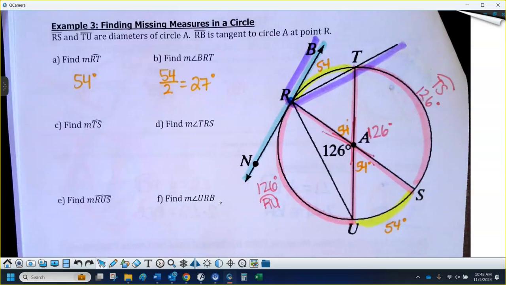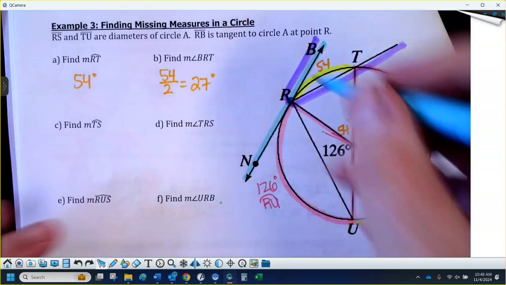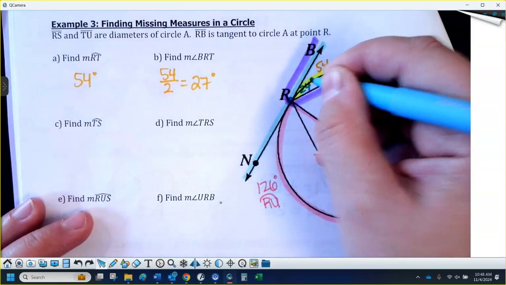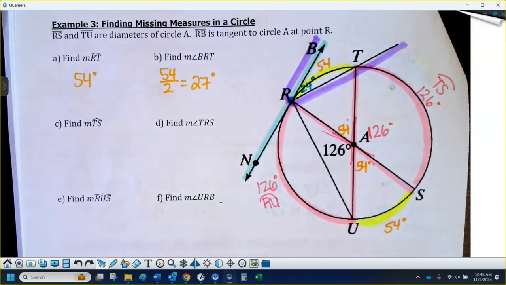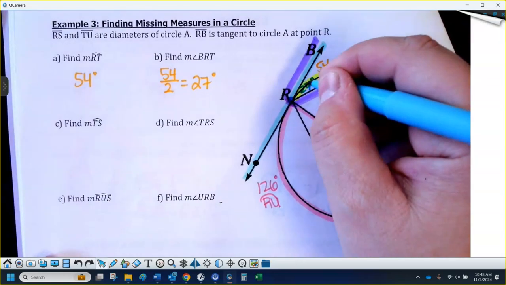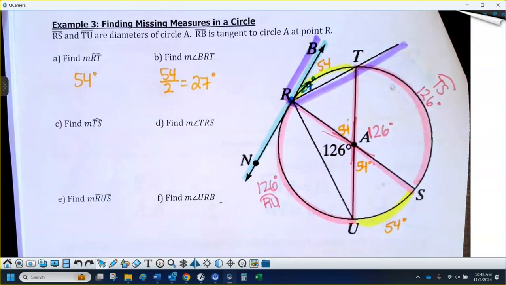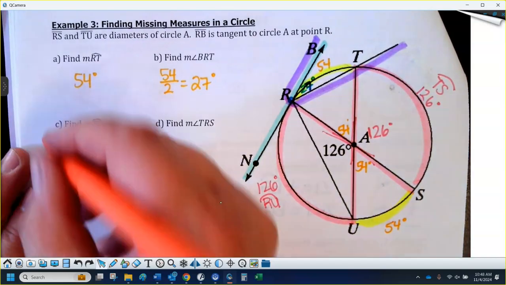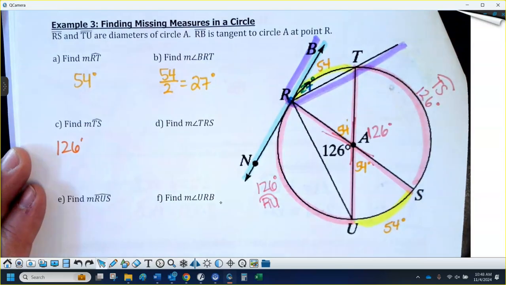I'm not going to draw that. Well, maybe let me see if I can fit it in here. So this angle would be 24 degrees. The arc is 54. I don't know why I just put 24. 27 is what I meant. 27. The arc is 54. The angle will be half of that. T to S, we got that labeled in the picture. That's 126.